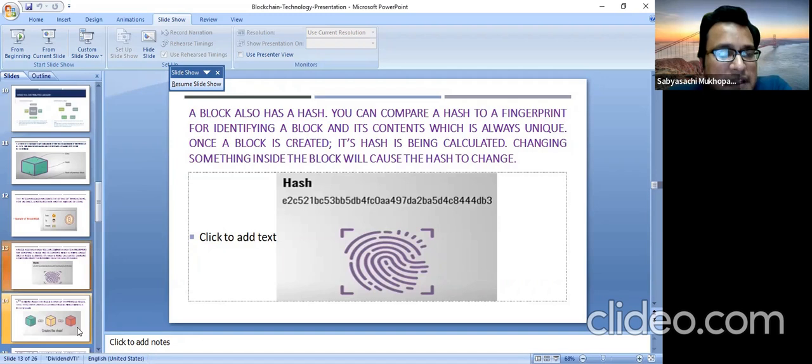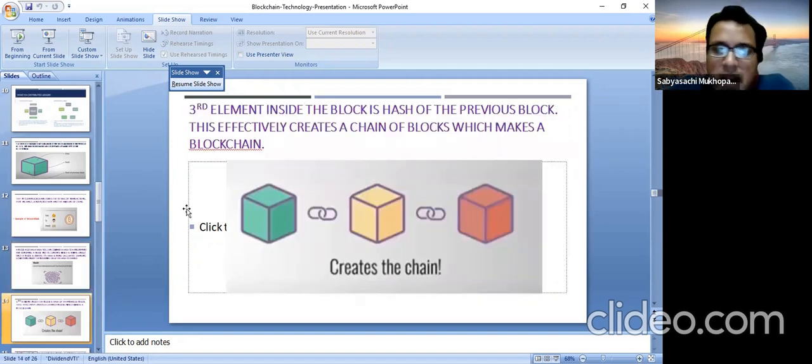Now, if we go to the next slide, the third element is the hash of the previous block. What is the function of the hash of the previous block? We have seen that in each block, we have the data, we have the hash of the current block, and we have the hash of the previous block. So the third element, which holds the information related to the hash of the previous block, basically creates a chain. That's the reason we name it a blockchain, because the hash of the previous block is connecting to the next block. In this way, we are forming a chain, and that's the reason we give the name blockchain.